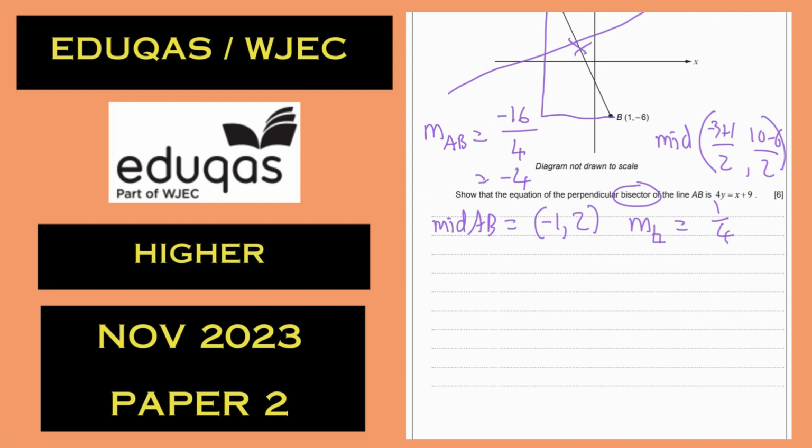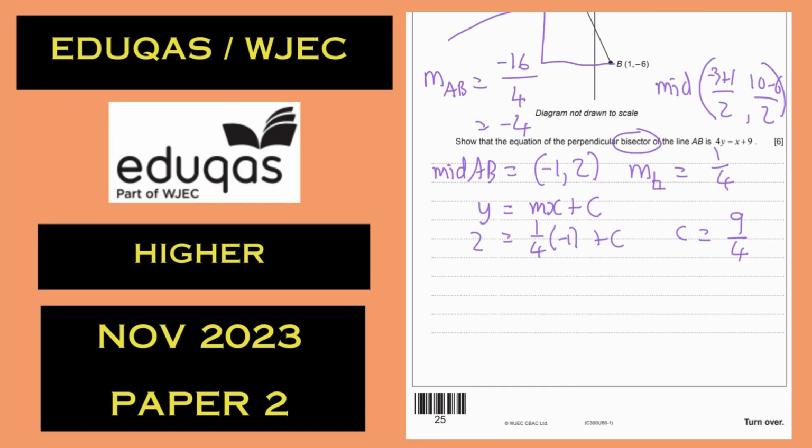There we go. We've got the gradient of this line. We've got a coordinate it goes through. y equals mx plus c. The y coordinate is 2 when the x coordinate is -1. The gradient is always a quarter. We now just need to find our intercept. Grab your calcs, find c by doing 2 plus a quarter, 9/4. We've now got everything we need.